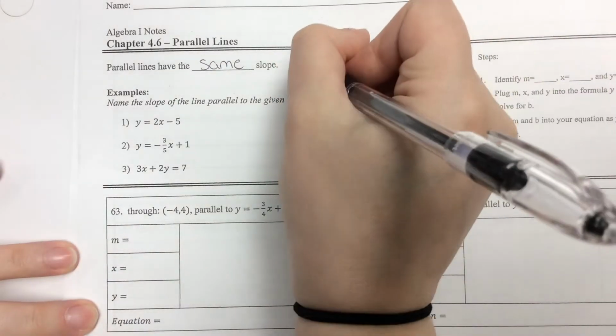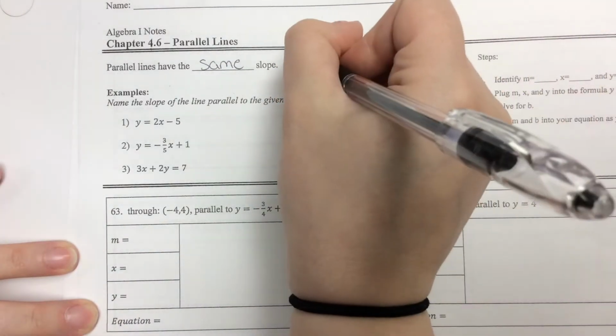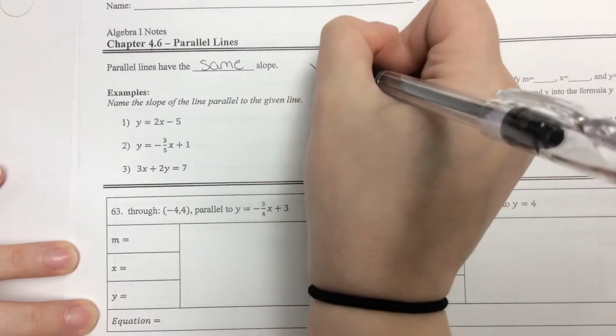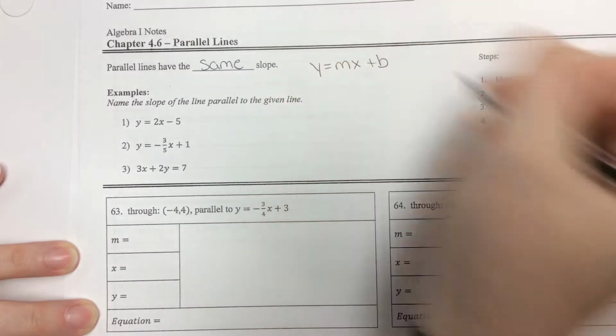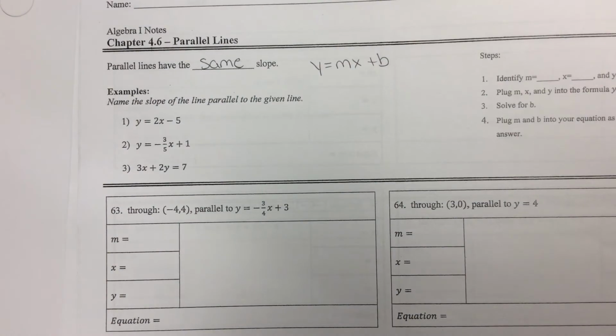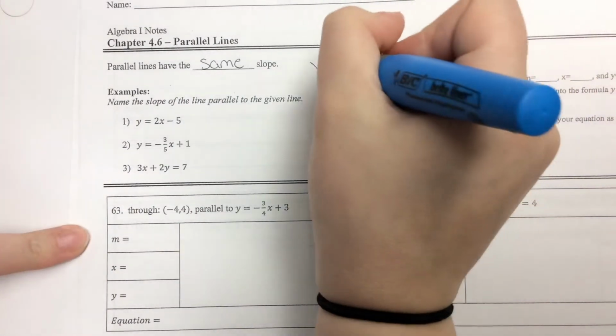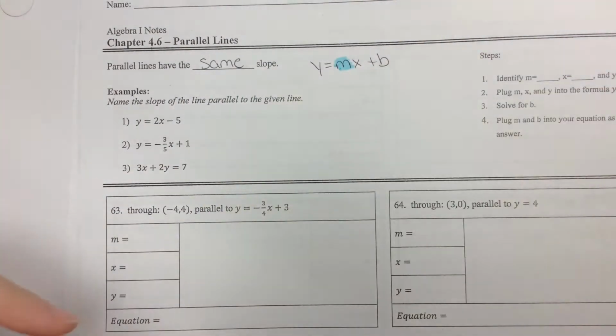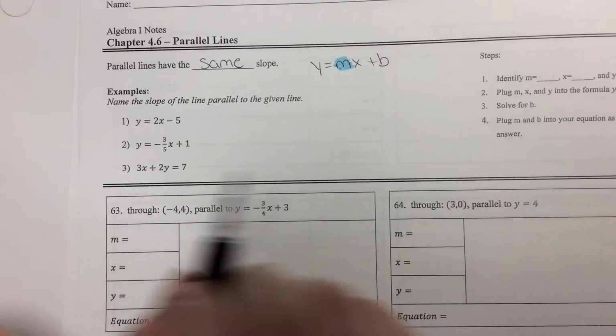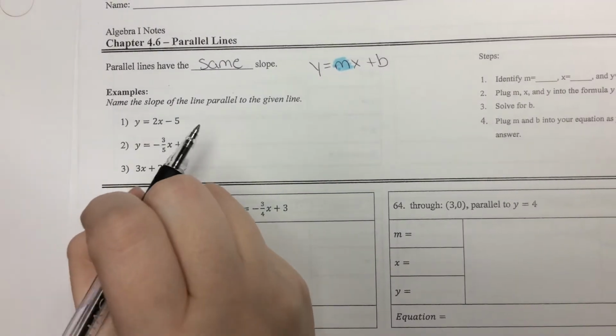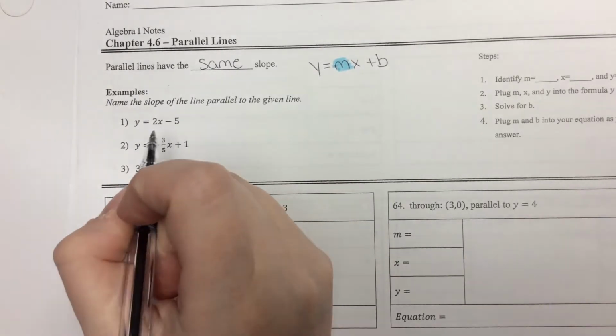Really quick here, if we're in slope-intercept form, y equals mx plus b, which one of these numbers will be the slope? M. So whatever number is in front of x, all right, that's the number you need to look at. So let's look at a few examples down here so we can get into the groove of things. We need to name the slope of the line that's parallel to the given line.